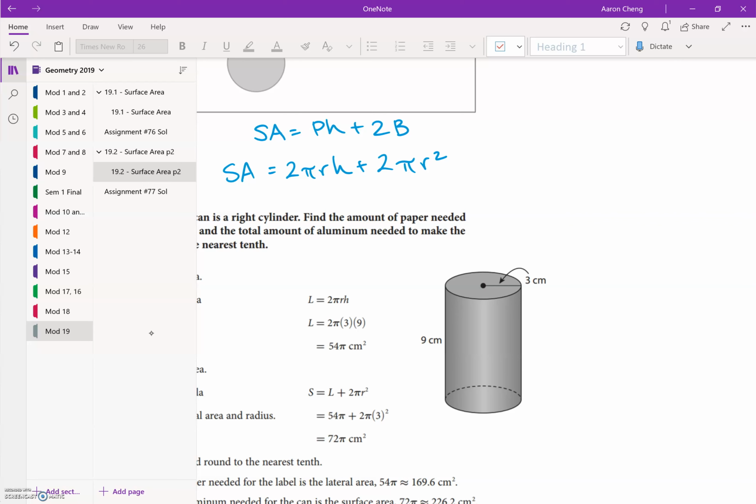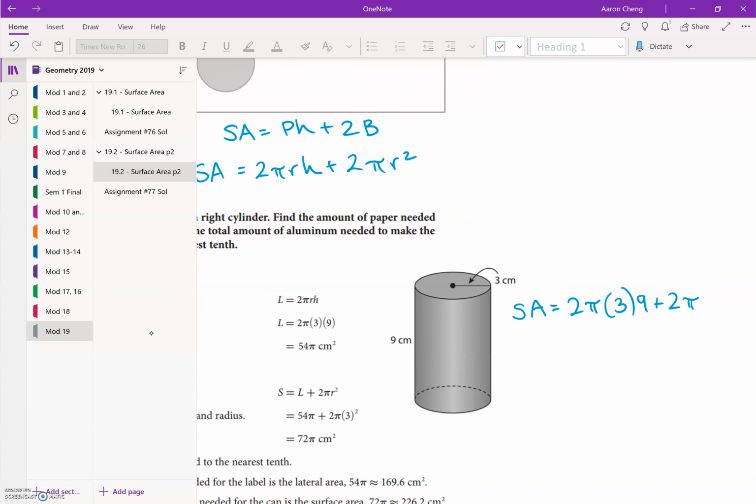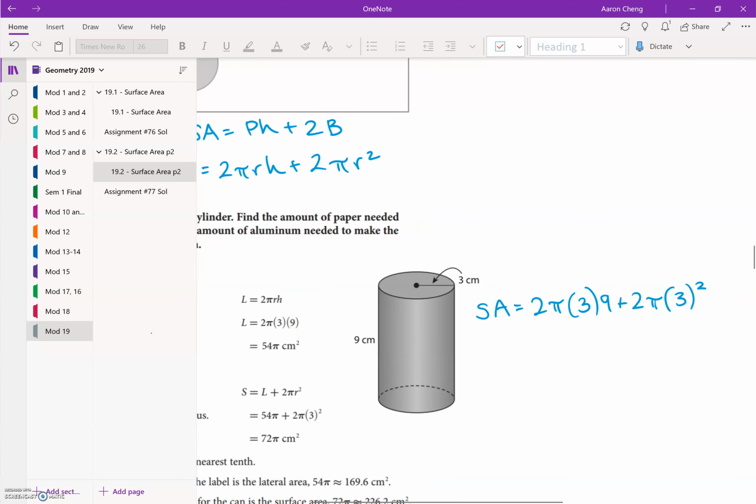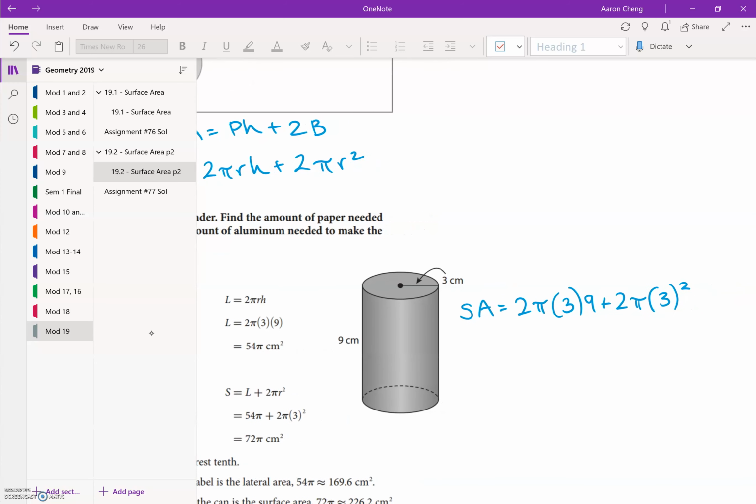We have a radius of 3 and a height of 9, so our surface area is going to be 2 pi radius, which is 3, times our height, 9, plus 2 pi r squared, and that's 3 squared. 2 times 3 is 6, 6 times 9 is 54 pi. 3 squared is 9, 9 times 2 is 18 pi. 18 plus 54 is 72 pi.